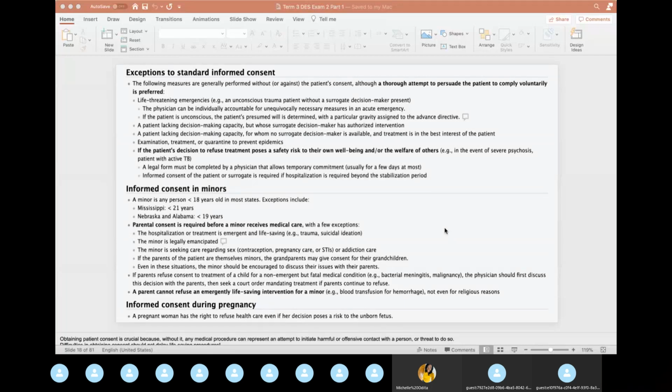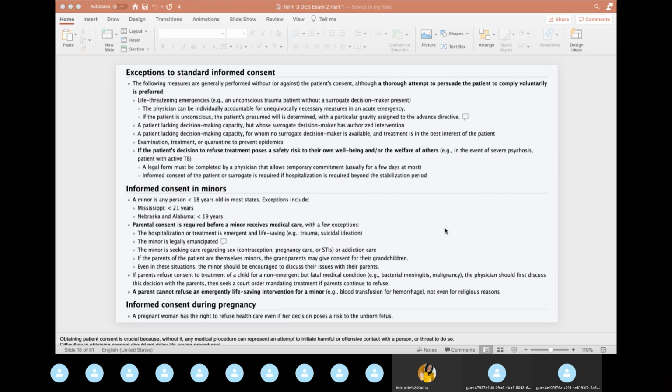So as I've said, you facilitate discussion. You need to ask questions. Discuss the decision with the parent: why are you refusing this treatment for your child? And then they're going to tell you the reasons. And then the last resort is always a court order mandating treatment if parents continue to refuse. High yield point: a parent cannot refuse an emergently life-saving intervention for a minor.